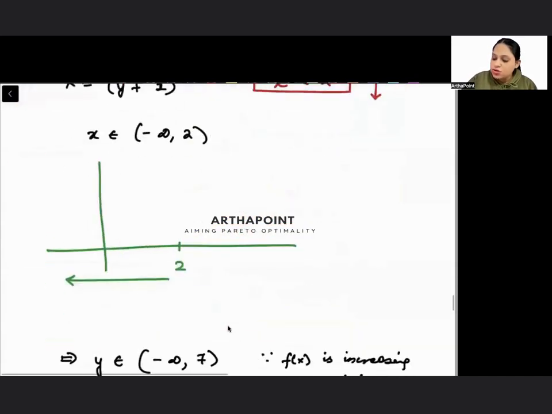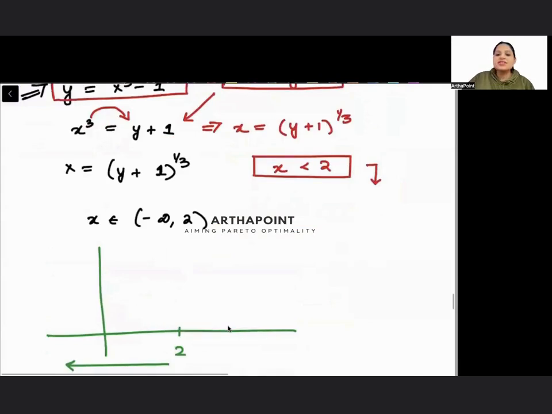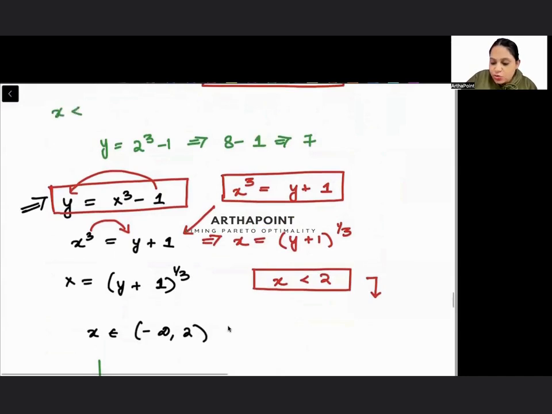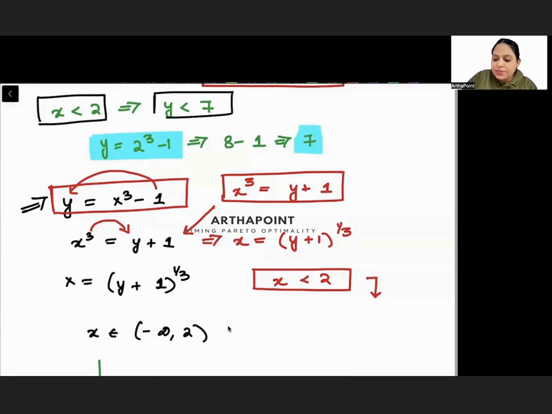So suppose if I put x exactly as 2 here, what will I get? I will get y is equal to 2 cube minus 1, which is equal to 8 minus 1, which is equal to 7. Right? So if I say that x is less than 2, it means that y is less than 7, because at x equal to 2, y is exactly 7. So when x is less than 2, y will be less than 7.